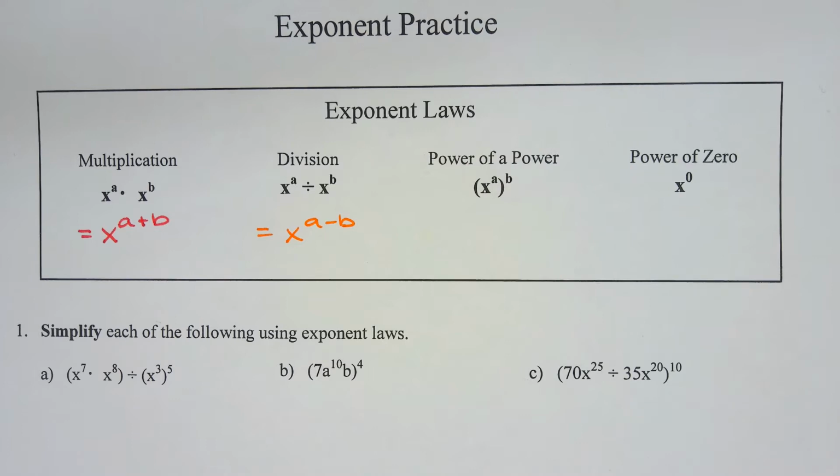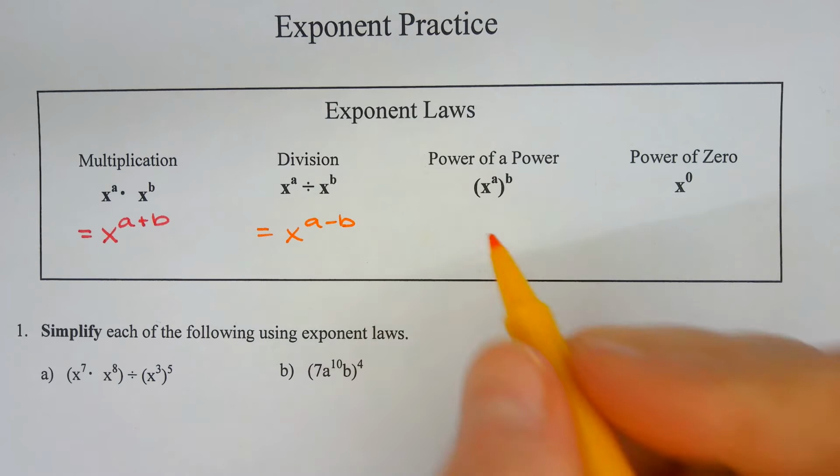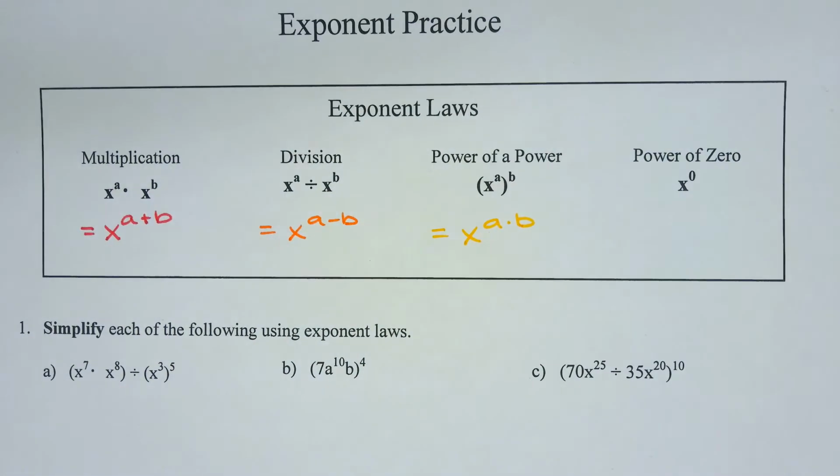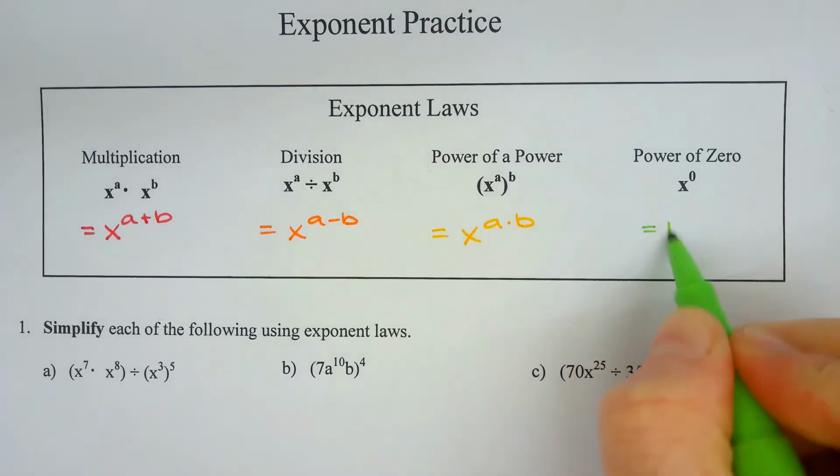If I do power to a power, it means I will multiply the exponents. And if I have the power of 0, the answer is 1.